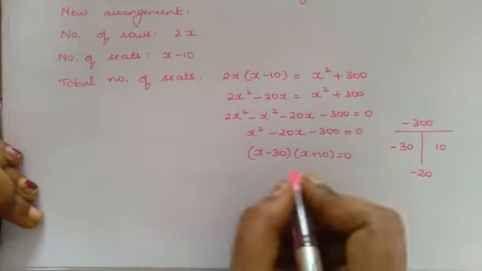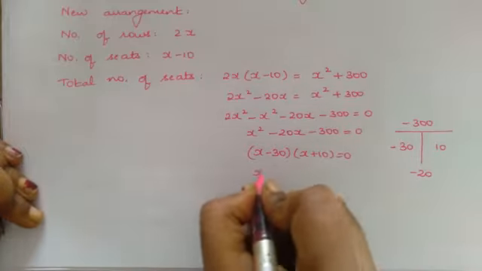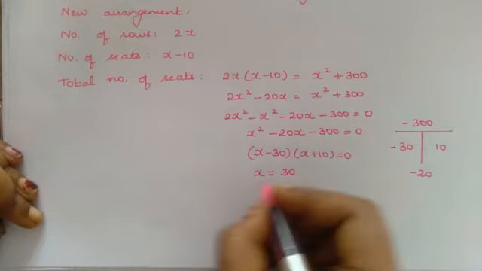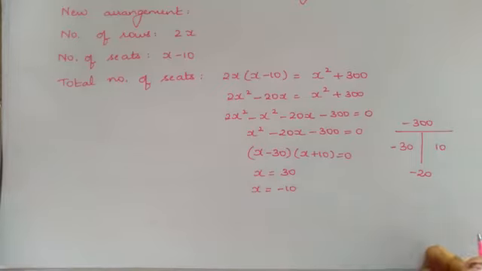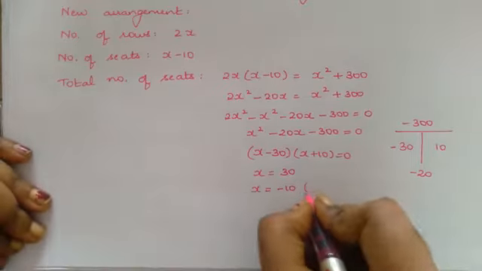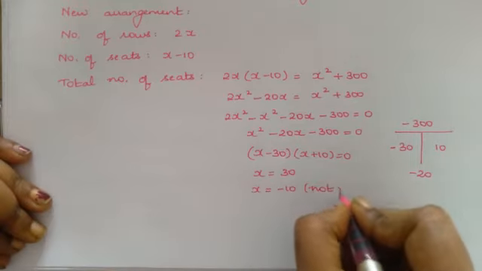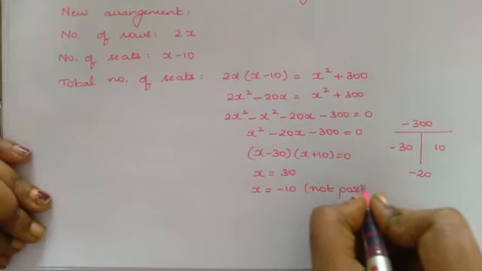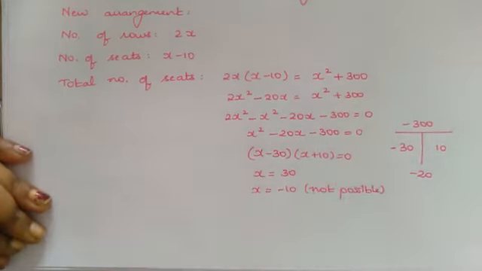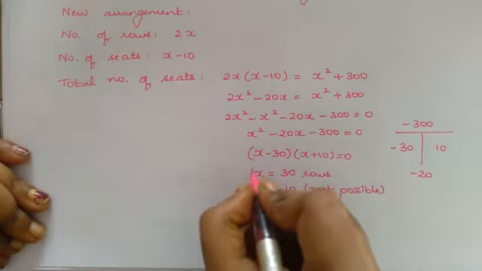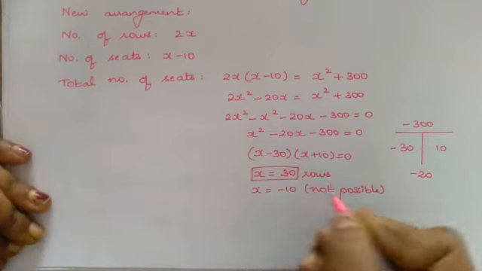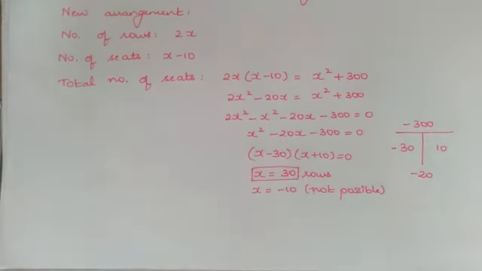When we solve, x minus 30 gives x equal to 30, and x plus 10 gives x equal to minus 10. Having a negative number of rows is not possible, so this is rejected. So we can say that we are going to have 30 rows in the original arrangement.